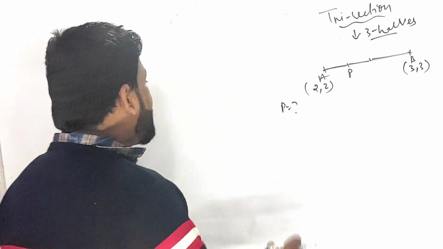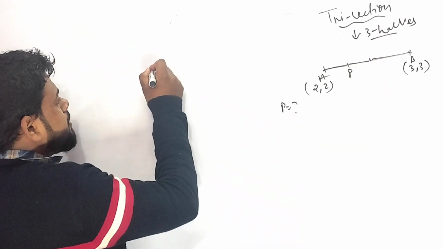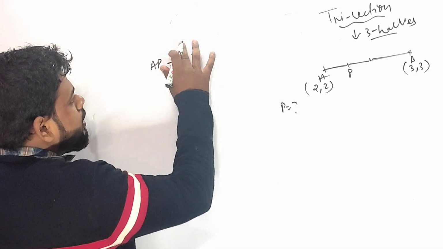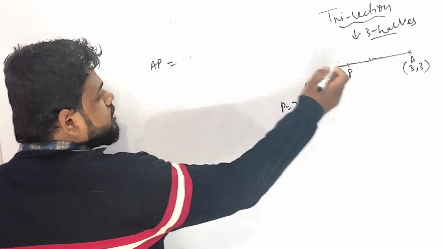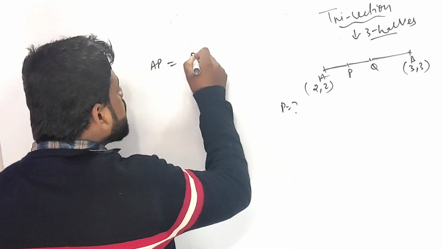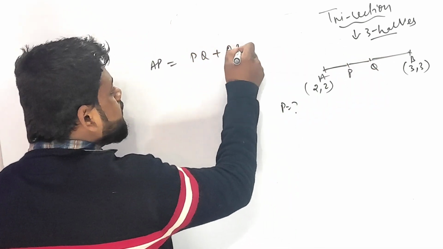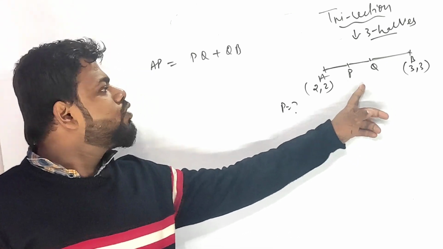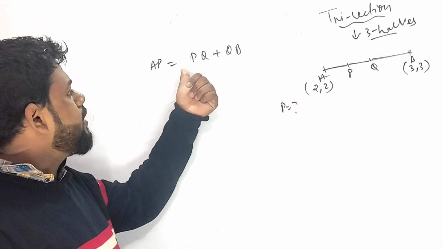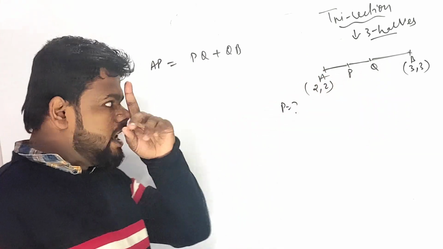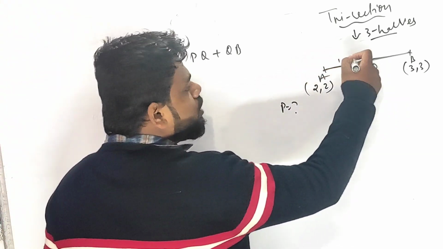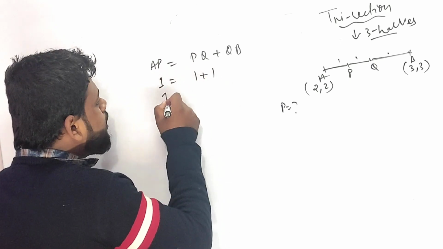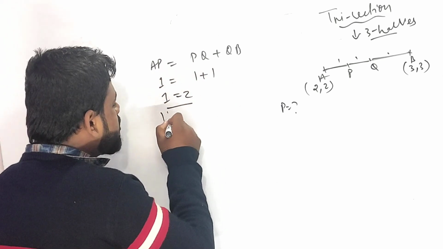That means what? If I'll be taking out the P coordinate, that means AP equals PB. AP equals, suppose Q is given, PQ plus QB, right? I have to take out the P coordinate. If I'll be taking out the P coordinate, that means AP equals PQ plus QB. AP ये क्या 3 हाफ में डिवाइड है 1 2 3. So I can say 1 equals 1 plus 1. So 1 equals 2, that is 1 is to 2.